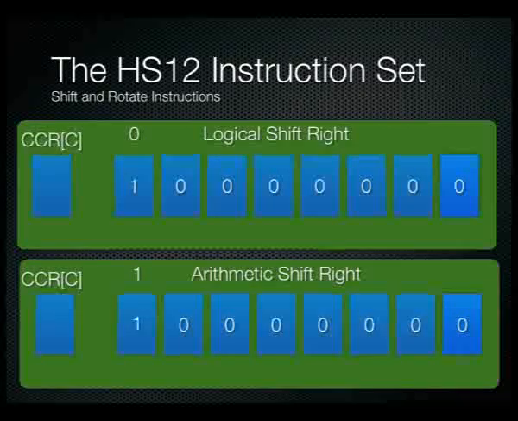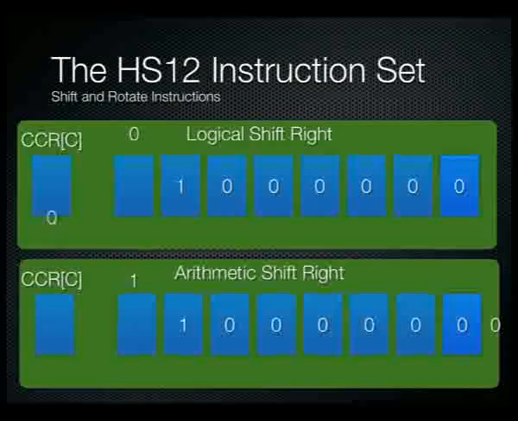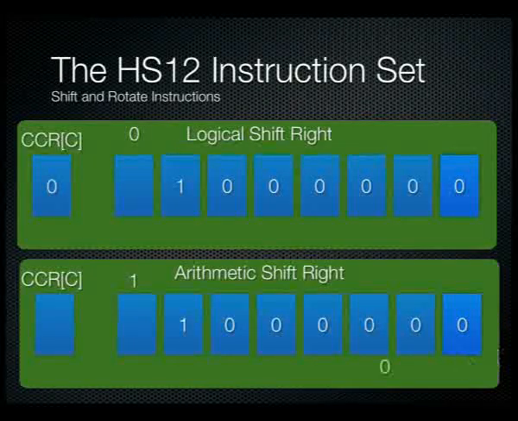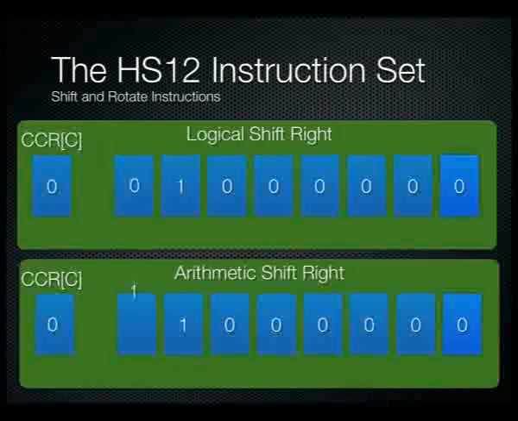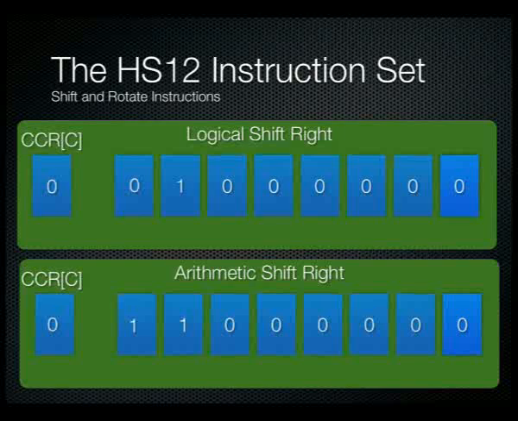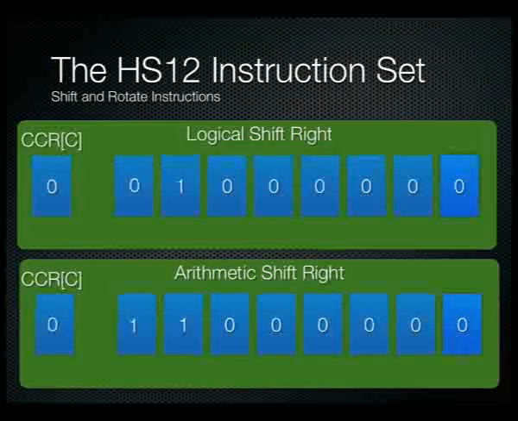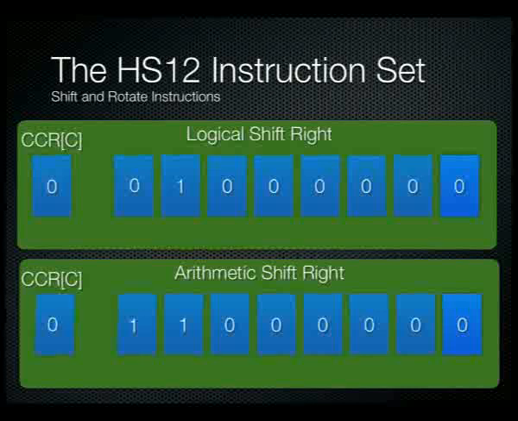So to give you an example of how this works, we simply shift it right, and in both cases, the logical and arithmetic shift, the least significant bit slips off the end and goes to the condition code register. Then we pad the front with the respective digits. In logical shift it's always a 0; in arithmetic shift it's either a 1 or a 0 depending on the previous most significant bit value.